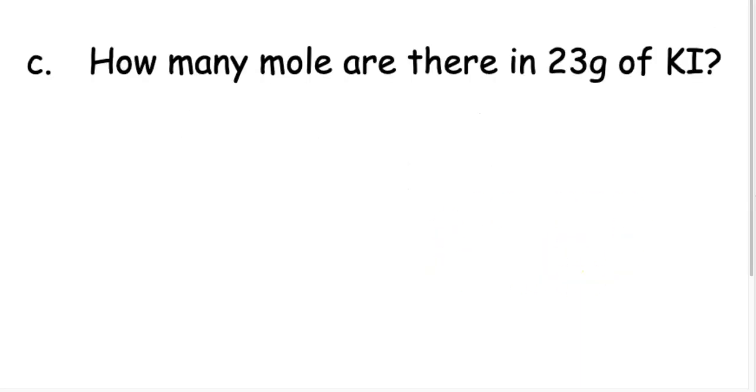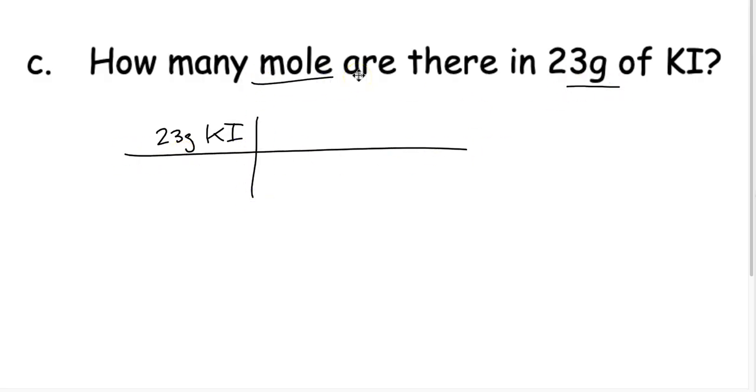Last problem. How many moles are there in 23 grams of potassium iodide? We're going to start with what we know, 23 grams of potassium iodide. Because I'm doing moles and mass, that's just molar mass. So I need to find the molar mass of potassium iodide. I'm looking at my periodic table. Potassium weighs 39.10. Iodine weighs 126.90. If I sum these together, I get 166 grams per mole. That is the molar mass of potassium iodide.